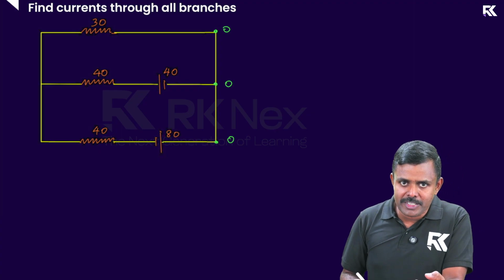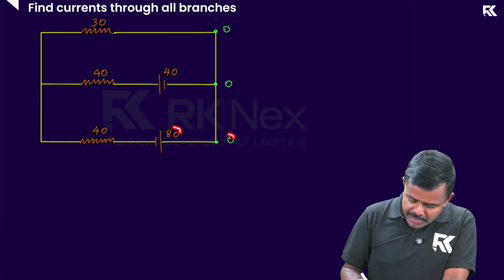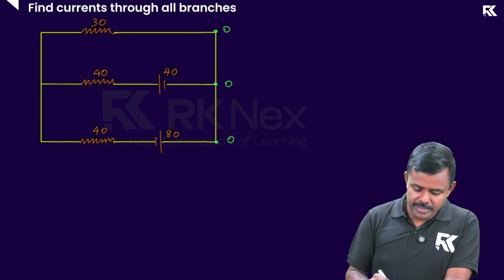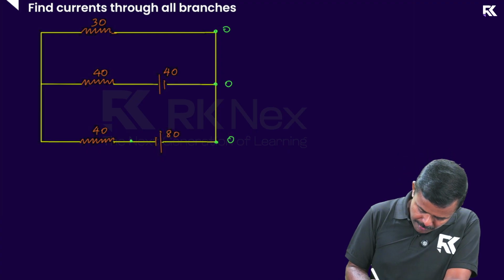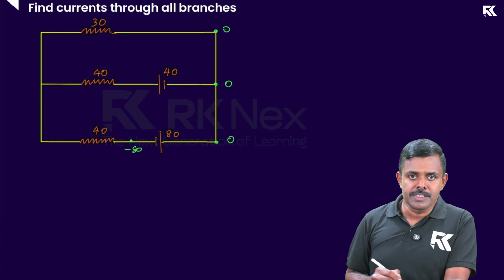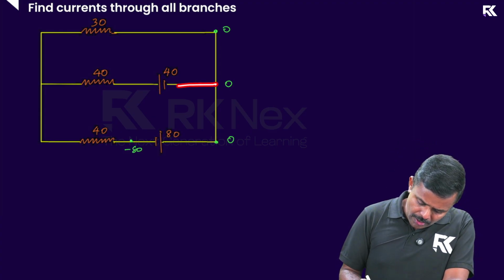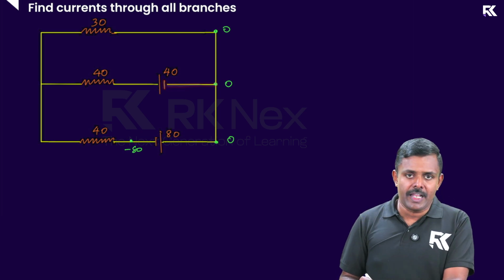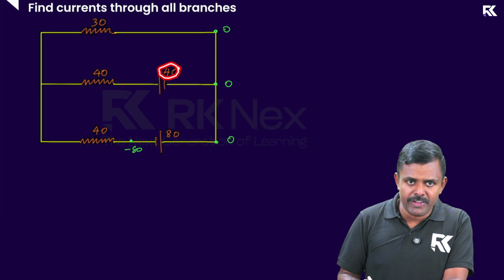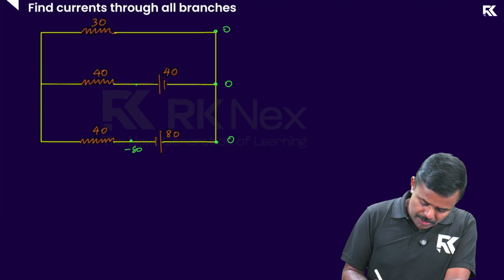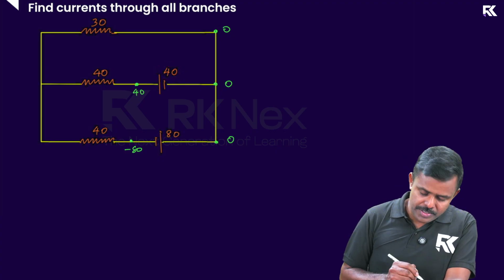Now, if I walk along this path, you see the positive of the cell. When you see the positive, you have to lower the potential by this number, the EMF, right? So this point will be at minus 80. 0 minus 80 is minus 80. Similarly, if you walk along this path, as you meet the negative of the cell, you have to raise the potential by 40. So this point is going to be at 40 volts.